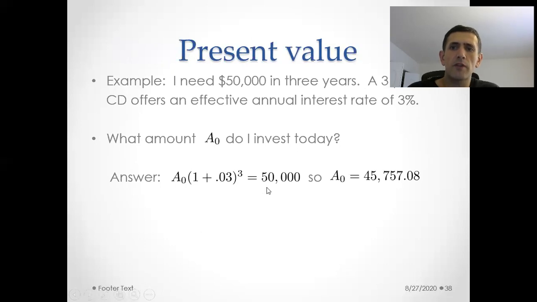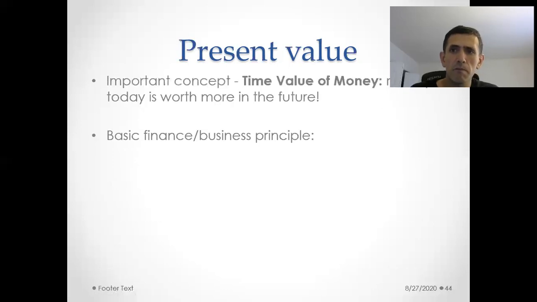Here the present value factor is 1 over 1.03 cubed. And we said A0, just dividing by 1.03 cubed, A0 is $50,000 times 1 over 1.03 cubed. Okay, so we did implicitly use this formula to answer this problem.